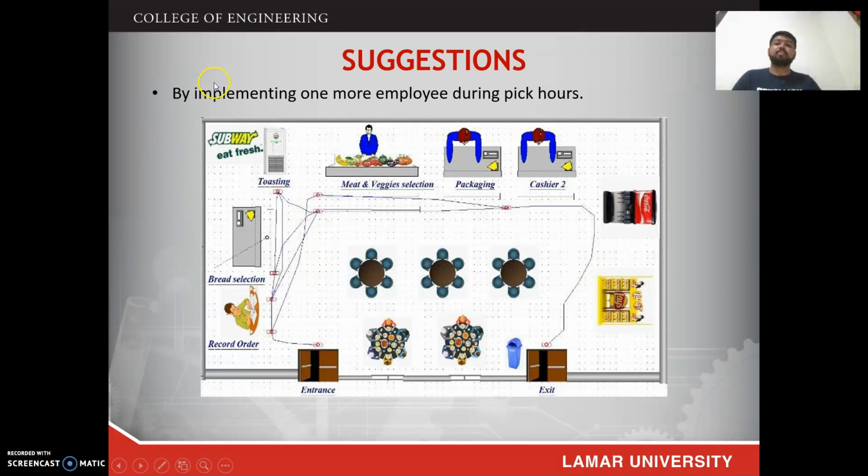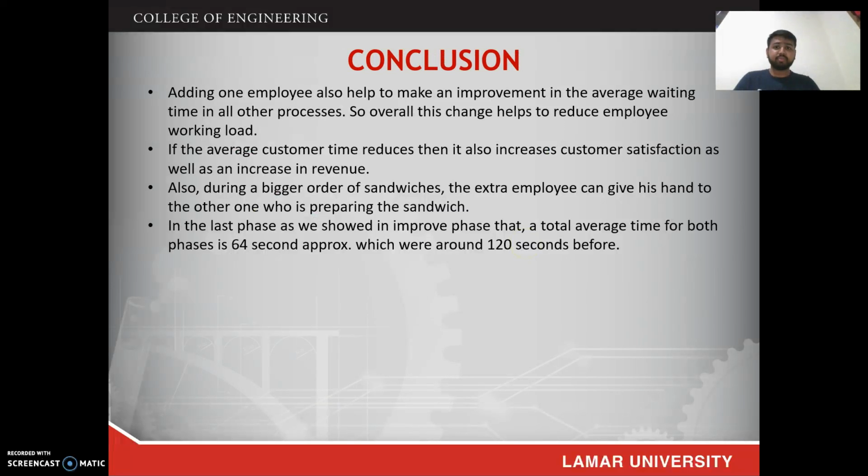So here is my suggestion: during the peak hours, if you put one employee here, it saves the cashier time. The packaging member helps the cashier. During the payment, one person is packaging and another person sees the order and takes payment, so it saves like 50 to 60 seconds per customer.